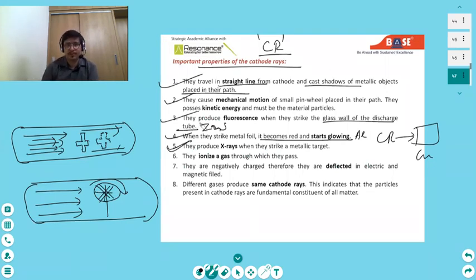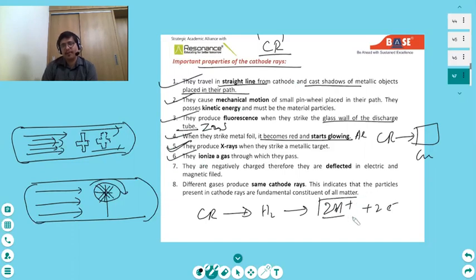Sixth point, they ionize gases through which they pass. Ionize means it produces charge on them. For example, if cathode ray passes through hydrogen, H2, it will remove an electron and produce H+, and 2 electrons are out. Here H+ has a charge and is an ion, so it ionizes the gas.